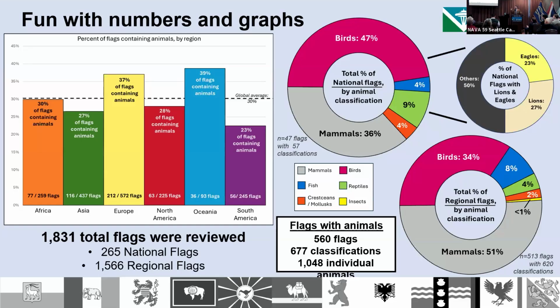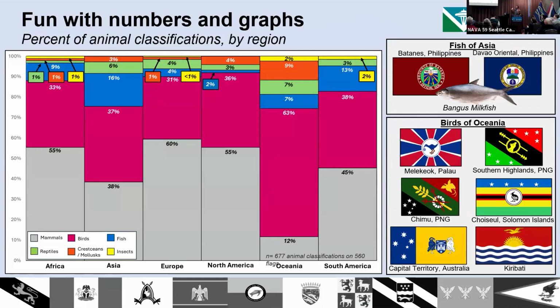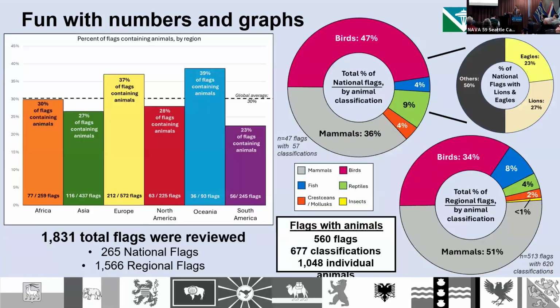So, we know eagles are common, but just how common are they? I can actually answer that question. So here's a stacked bar chart. I broke it down regionally because, again, I'm trying to identify regional patterns. And one more thing I will note, regionally, it's pretty consistent.